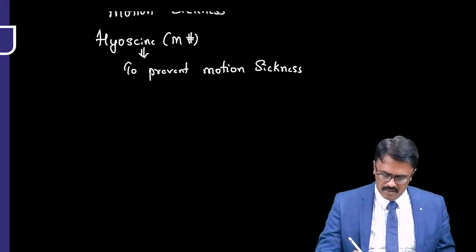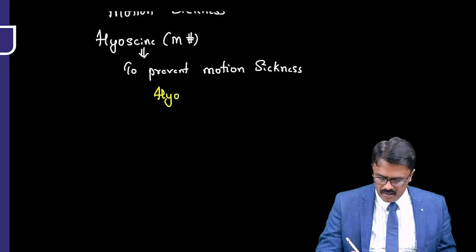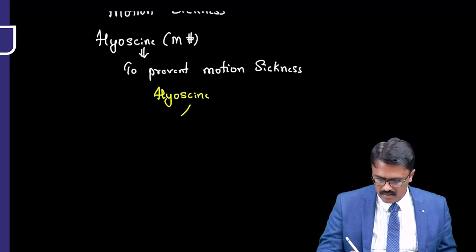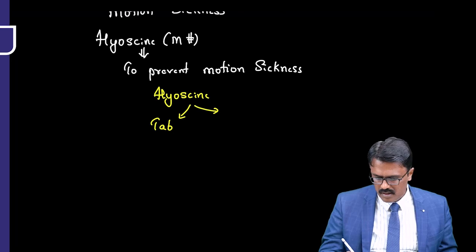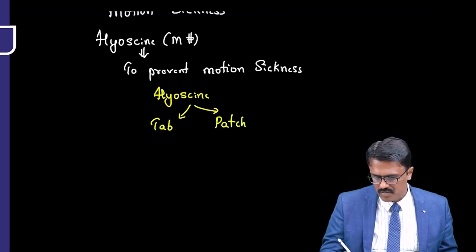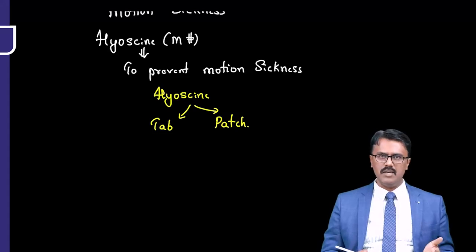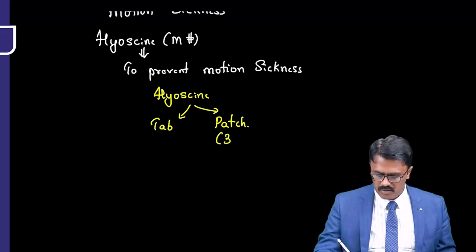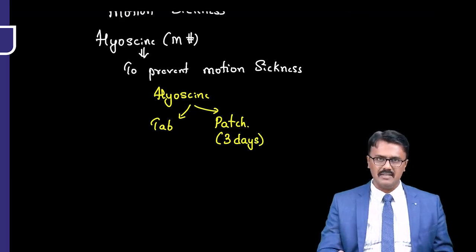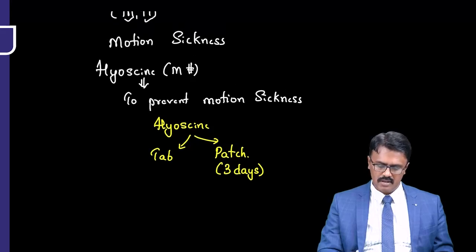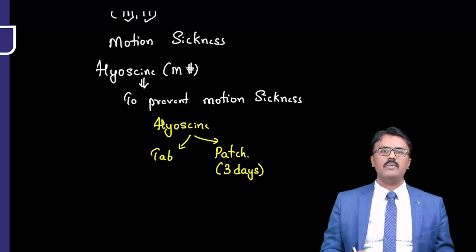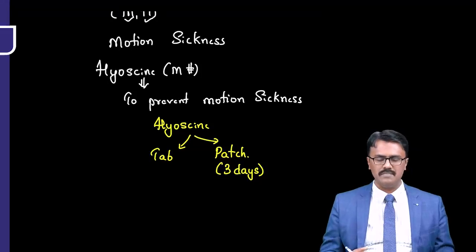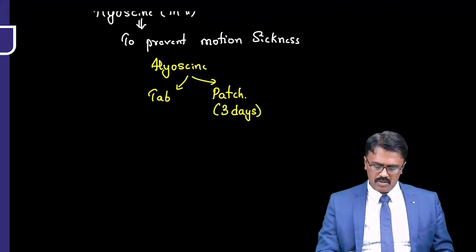How is hyoscine available? Hyoscine is available as a tablet, and it is available as a patch. So you can give a tablet before the journey or apply the patch before the journey. Usually the patch works for 3 days. So that is hyoscine, and we also discussed hyoscine in a topic called antiemetic extensively. So that is about the ear.